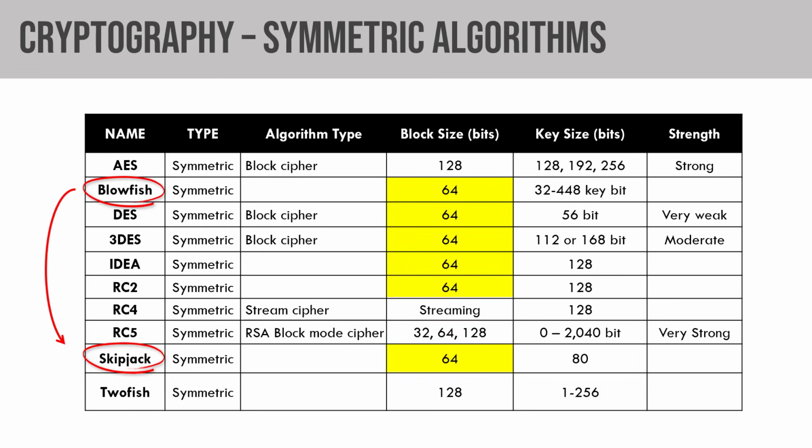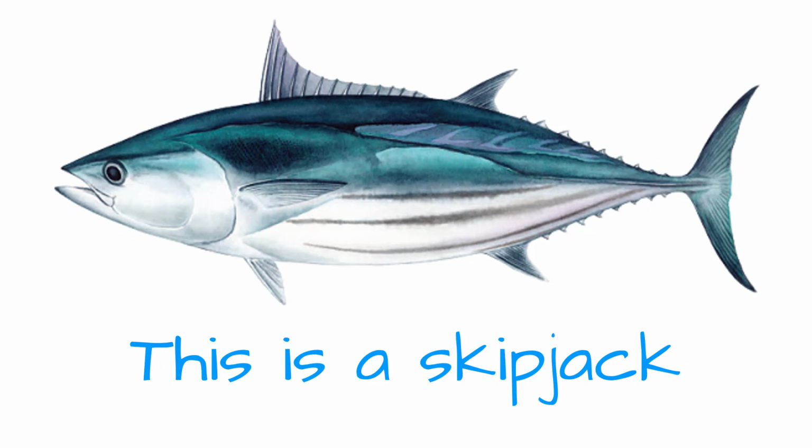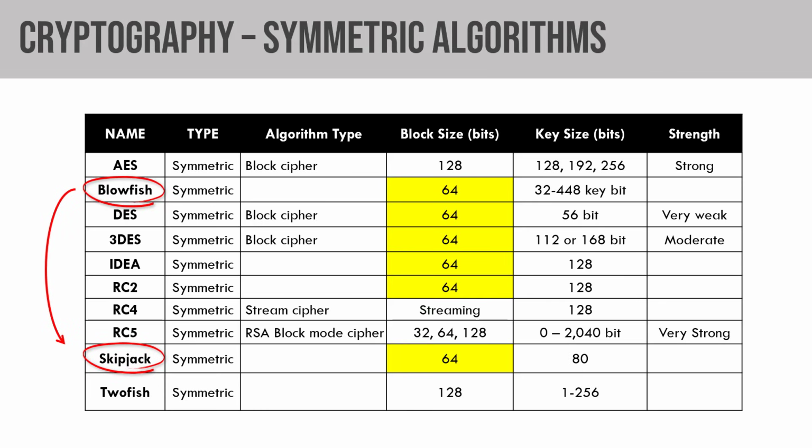Okay, you're asking what the heck is a skipjack? This is a skipjack. It's a tuna. I've lived near the coast many times, so I happen to know that. And because I know Blowfish and Skipjack are both 64-bit block size, remembering two fish is easy for me, because one fish times two is two fish, right? So that's 128. So Twofish is going to be a little more advanced in that respect.